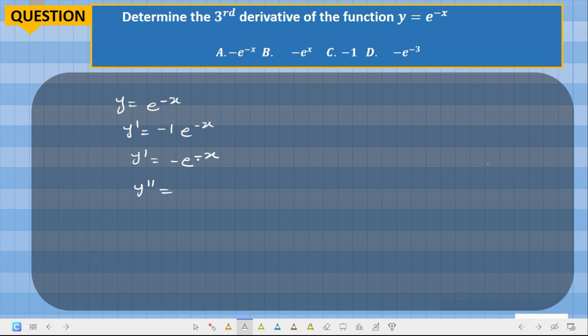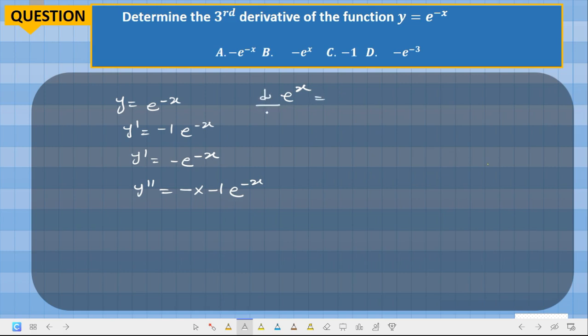Now it continues like that. The second derivative is to differentiate this now. It will give you minus 1 again times this minus here, or let's take it this way. Let's write the minus first. So it will give you minus times, differentiate minus x, it will give you minus 1, then e raised to the power of minus x. Now why are we doing that? If you differentiate e raised to the power of x, it will still give you what?